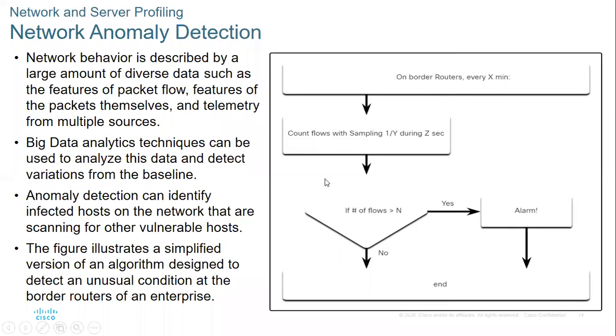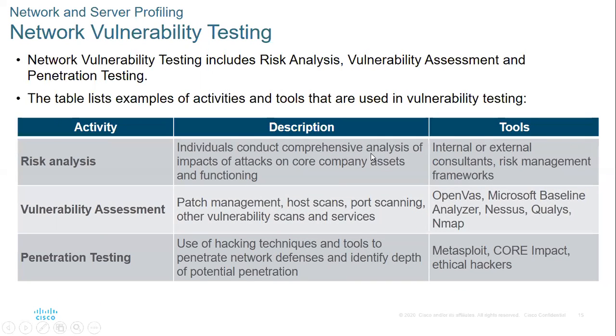Of course, there are some algorithms that are used. We can have the border router, and then you say every X minutes we count the number of flows. We can say if we get, let's say, more than 500 flows, then you have to send an alarm. If it is less, then you don't get any alarm. It might be that if we have 500 flows, that means data exfiltration. It means that the hackers are stealing a large amount of data from your organization.